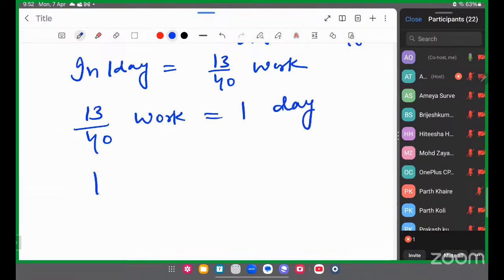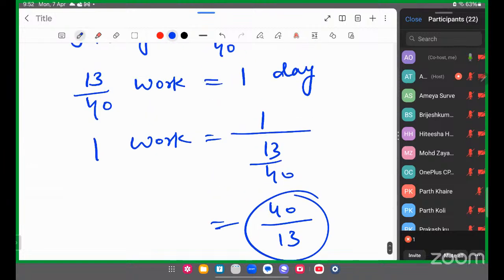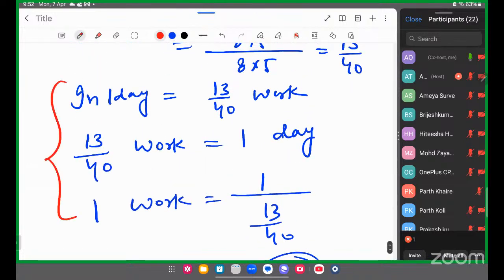So in what time will one work be done? I already told you, complete work will be taken as 1. So 1 unit of work will be done in 1 upon 13 by 40, that is 40 by 13 days. Now you need not do this again and again. You have to remember it as a fact. What is the point? If you have the total work done in 1 day, then reciprocate it, and you will get the number of days in which the work will be completed. Are you getting it or any doubt?